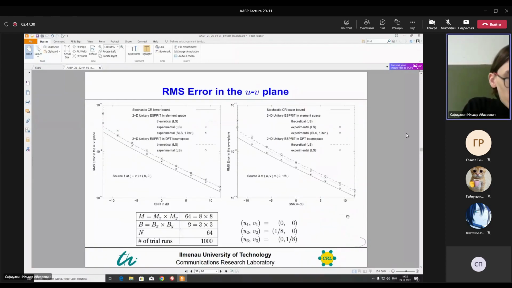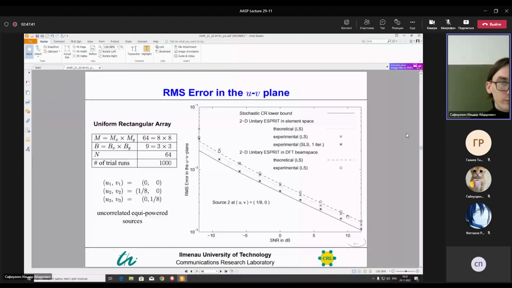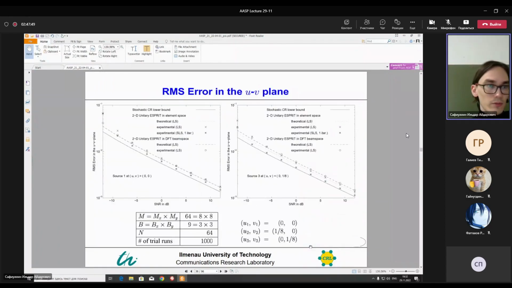Then we have other simulations. What do we change here? I think, yes, this one: this is the root mean square error for source 2, and of course for source 1 and source 3 respectively.